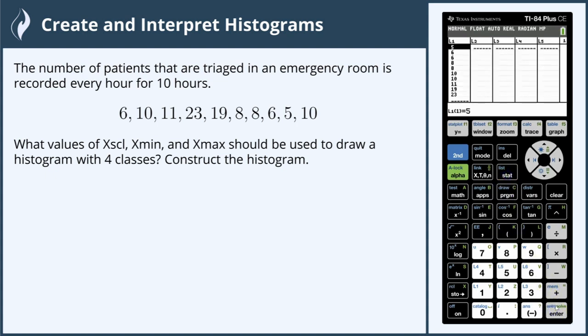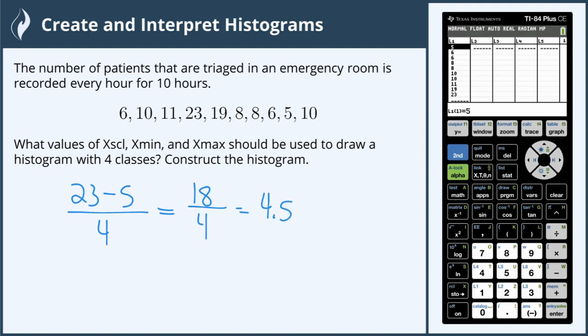Now, what this does for us is we see that our minimum value is a 5 and our maximum value is a 23. When we're looking to find how big our X scale is, we take that max value, we subtract the minimum value, and we divide it by how many classes we want, okay? Because we want to figure out how wide it is, and then we are dividing by how many breakup pieces we want. So in this case, we want 4 classes, so we're going to divide by 4. 23 minus 5 is 18, and 18 divided by 4 is 4.5.